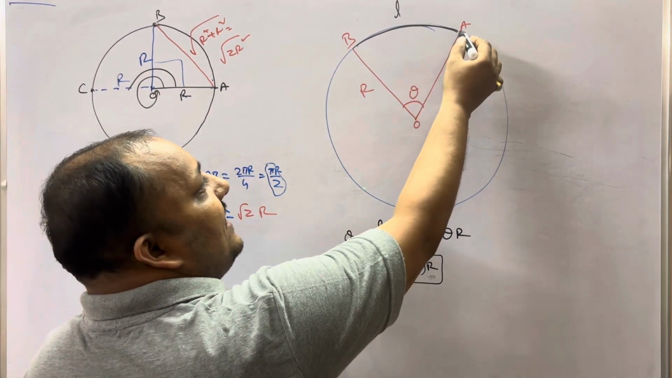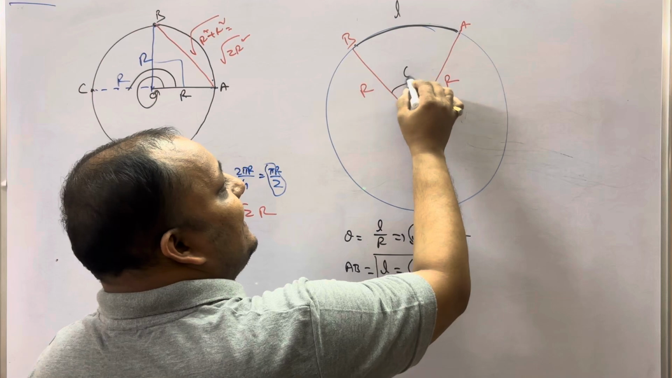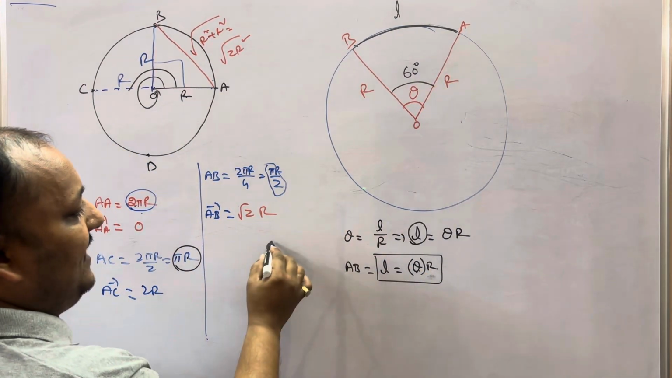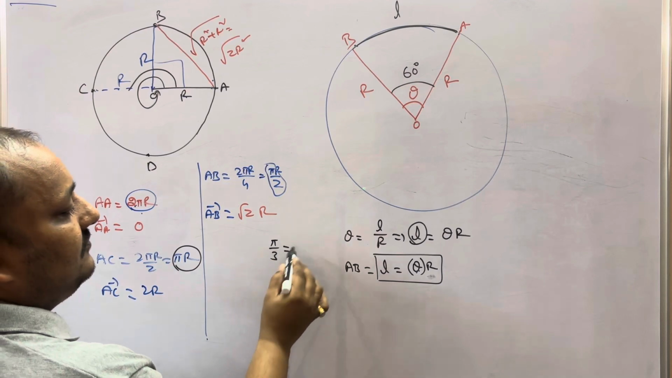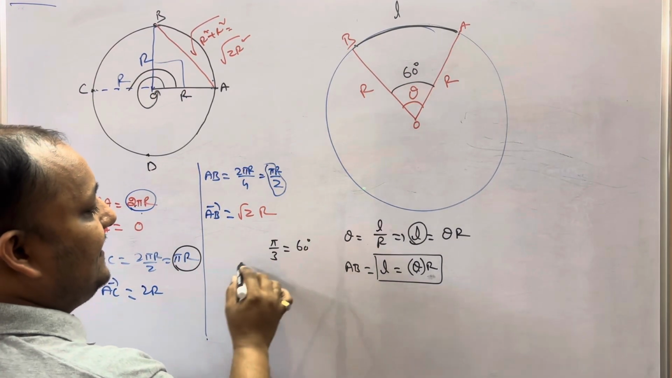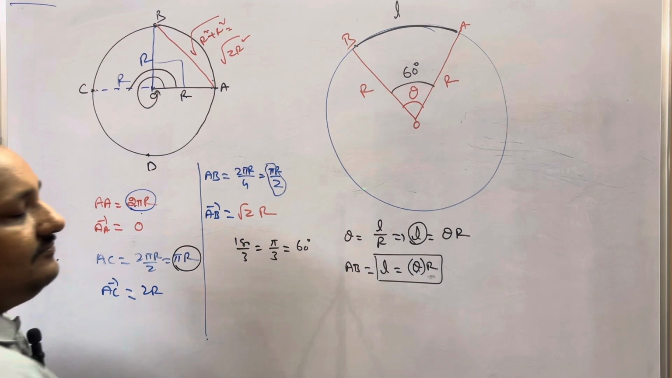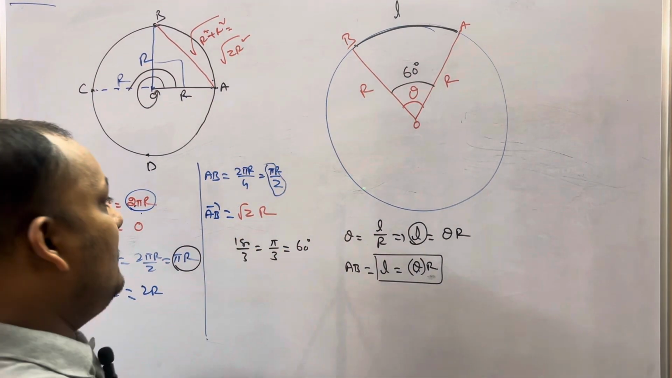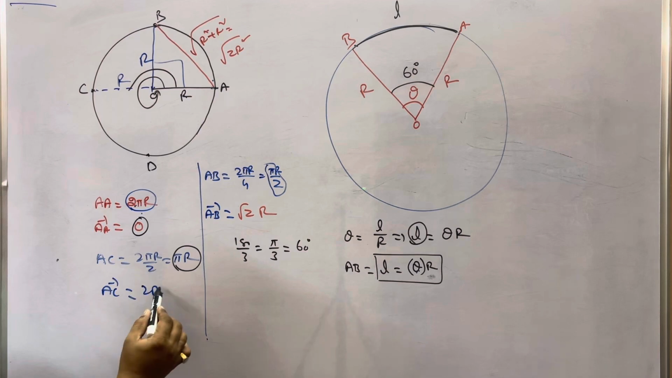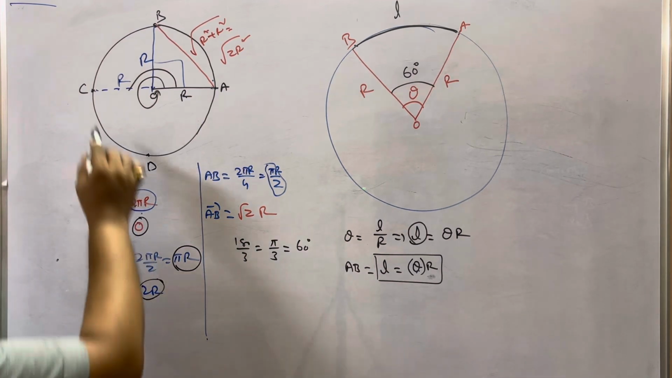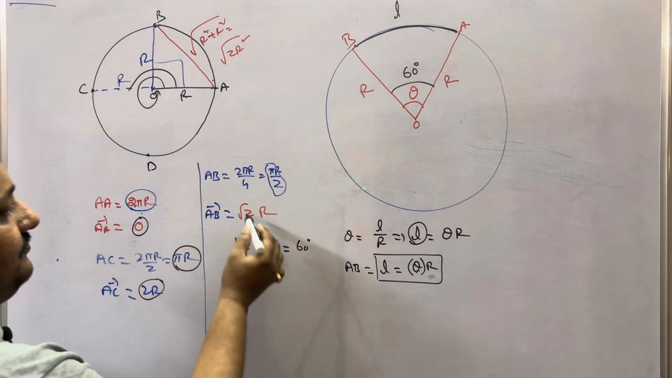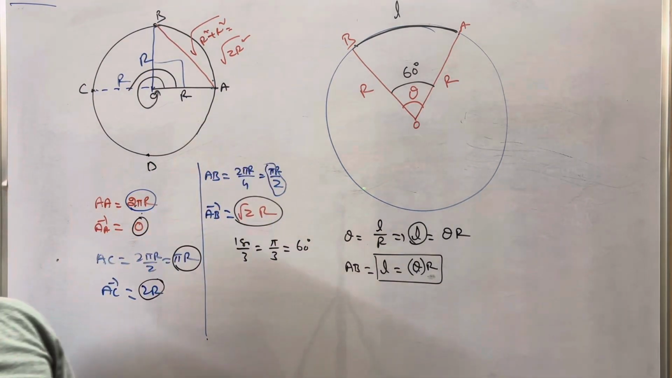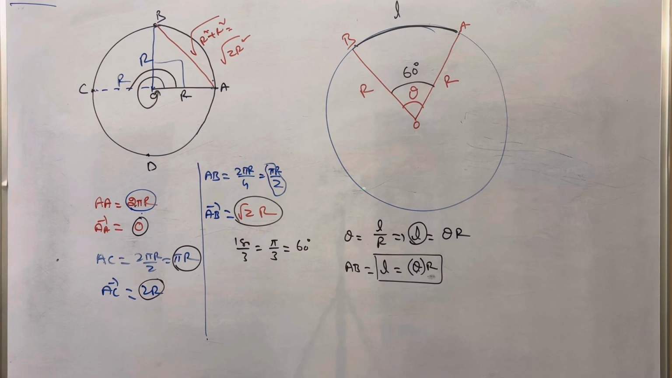If the object is making a 60 degrees angle from A to B, what is the distance? 60 degrees we have to convert like this, to pi by 3. So pi by 3 is nothing but 60 degrees, correct? 180 by 3. So like this you have to show. Next, what is the displacement? Displacement means A to A is 0, A to C, half of the circle, is 2r, next A to B is root 2 r. Now, what is the formula for displacement? We will see.